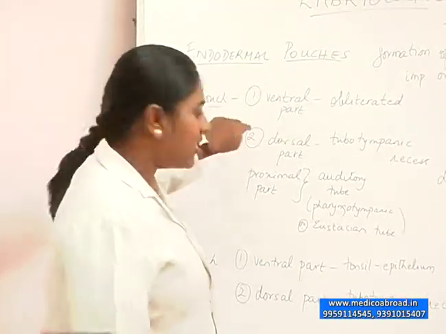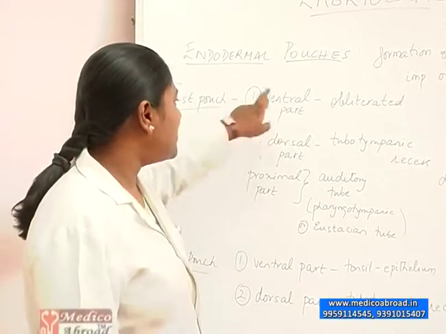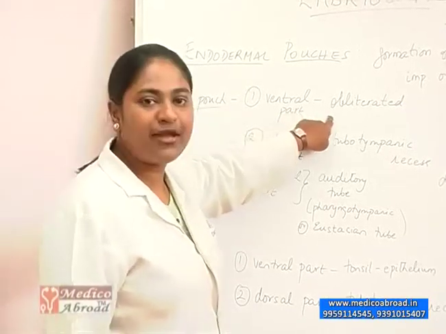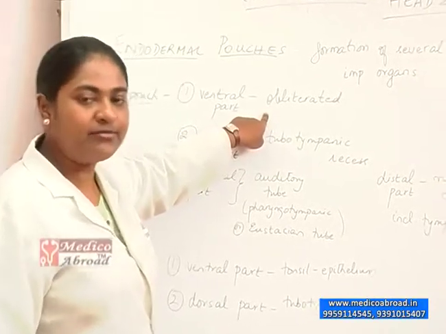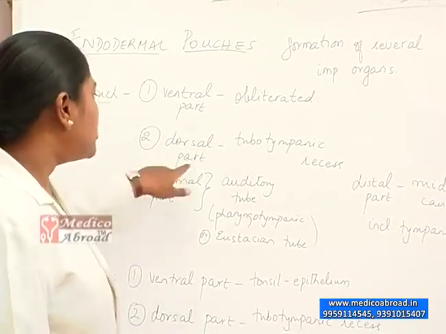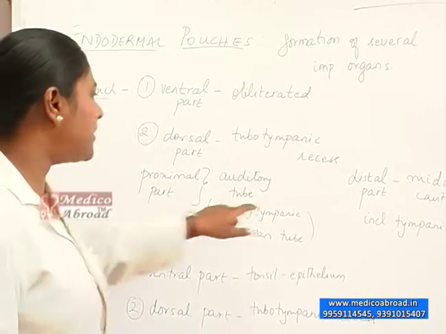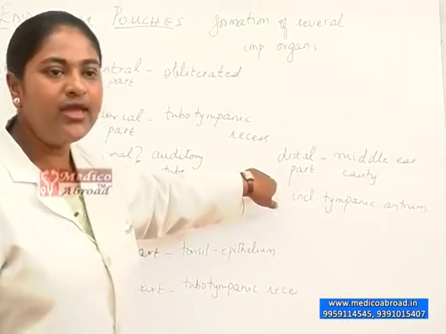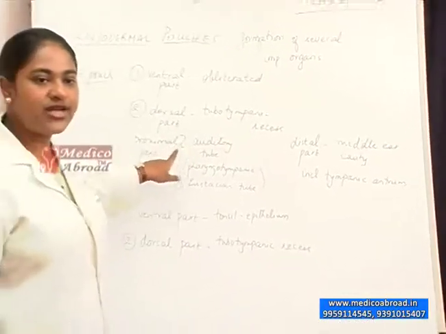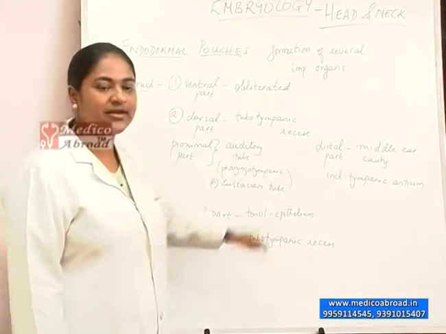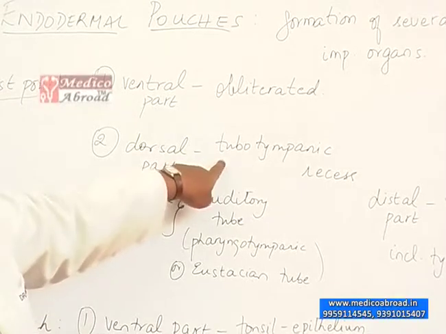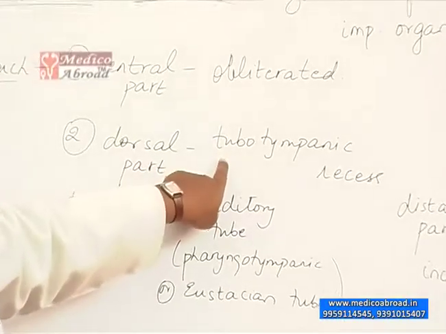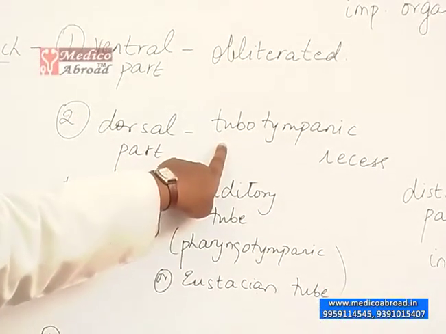It has two parts, a ventral part and a dorsal part. The anterior or ventral part is obliterated by the formation of the tongue. The dorsal part has a proximal and a distal part. The dorsal part gives rise to the tubotympanic recess of the middle ear cavity.